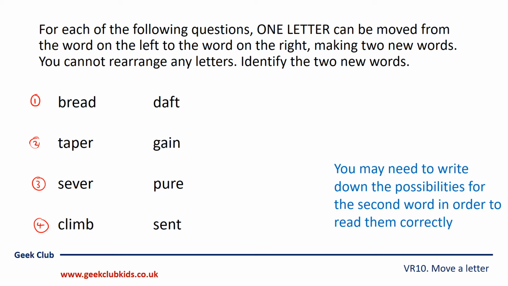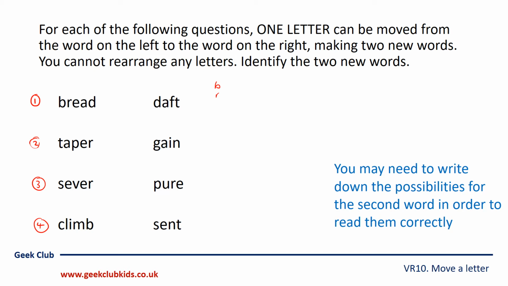Right, let's try question 1. We've got bread and daft. So let's look at the first word, bread. Which of these letters could we remove to safely make a new word? Well, we could remove the B, because that would leave read. Or we could remove the R, because that would leave bead.